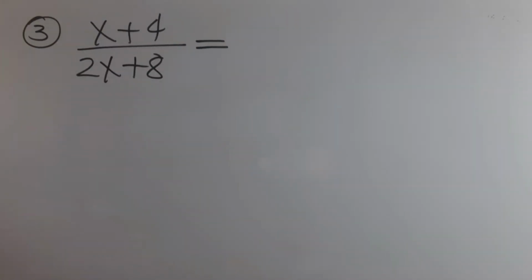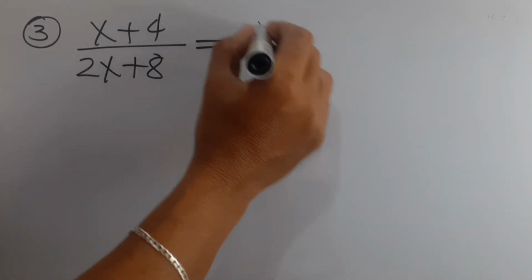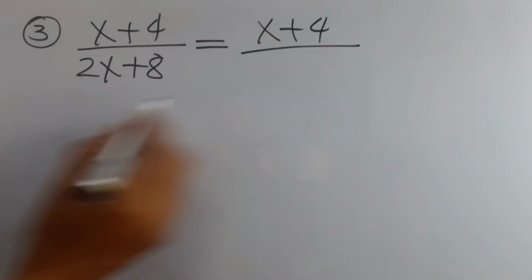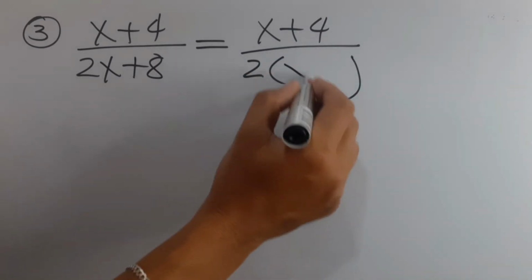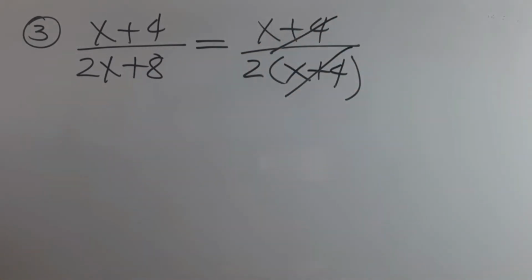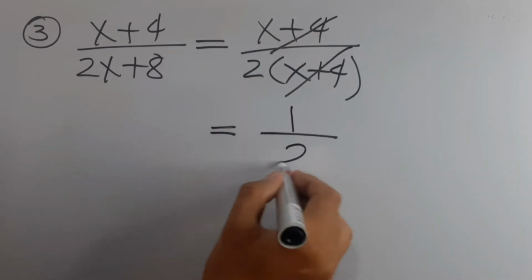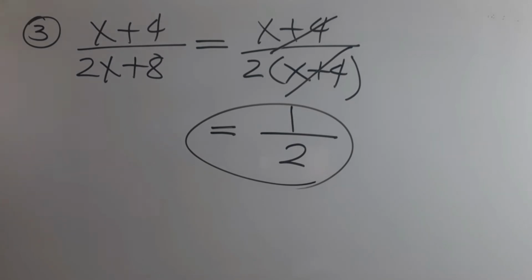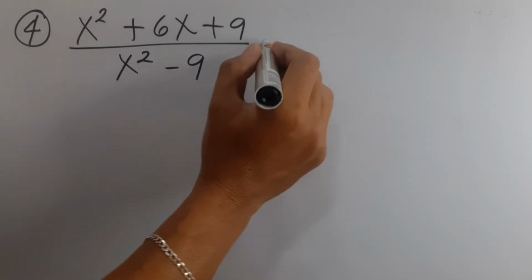Next, number 3, simplify the rational algebraic expression x plus 4 all over 2x plus 8. The x plus 4 is already in simplest form, so simply copy. The common factor of 2x and 8 is 2. 2x divided by 2 is x. 8 divided by 2 is 4. Cancel x plus 4. So none remains in the numerator. It means it has an imaginary 1, and 2 on the denominator. So we have 1/2. Number 4, simplify x squared plus 6x plus 9 all over x squared minus 9.